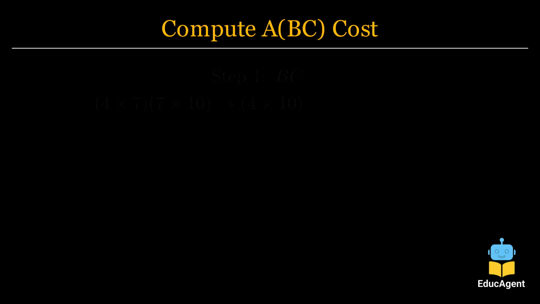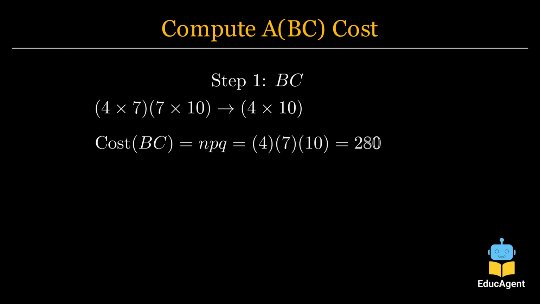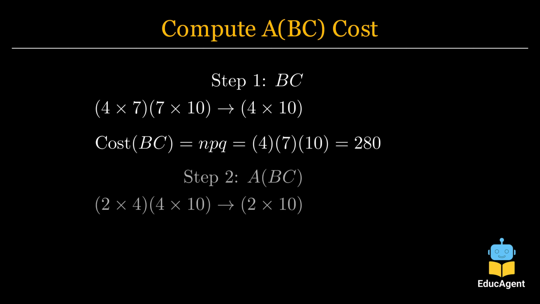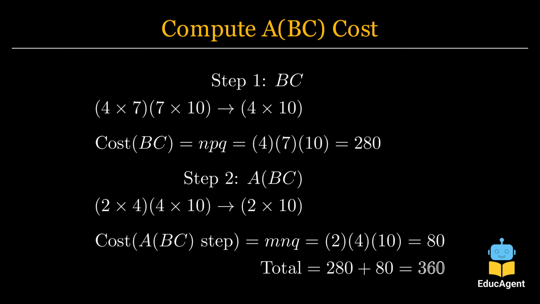Now try the other order. Multiply B and C first, producing a 4 by 10 intermediate. This intermediate is bigger, and it already costs 280 multiplications to build. Then multiply A by that 4 times 10 intermediate to get the same 2 times 10 final matrix. Total cost is 360 multiplications.